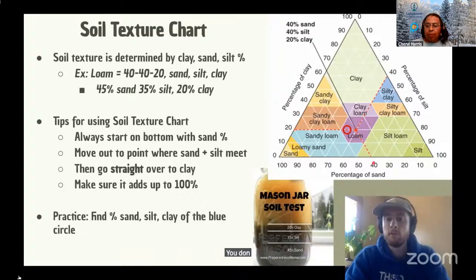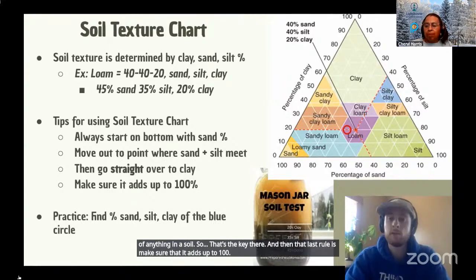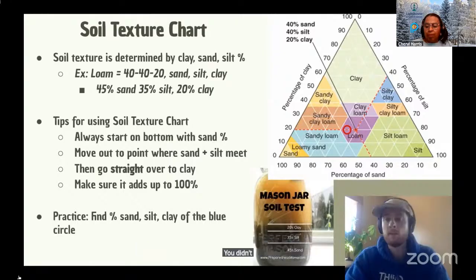You don't want to go from 40% sand and then straight over to silt, because 40 plus 80 is 120. We can't have 120% of anything in a soil. So that's the key there. And then that last rule is make sure that it adds up to 100. If it doesn't add up to 100, you didn't do it right. If it adds up to 100, then you probably did.